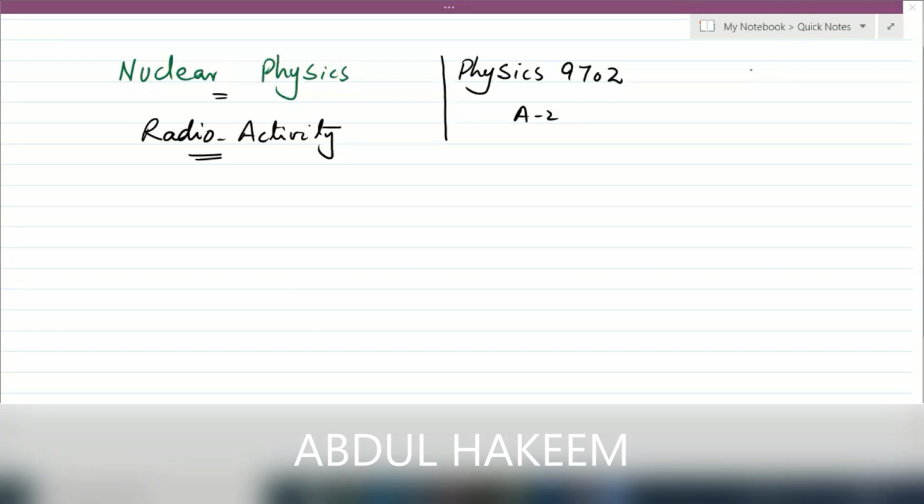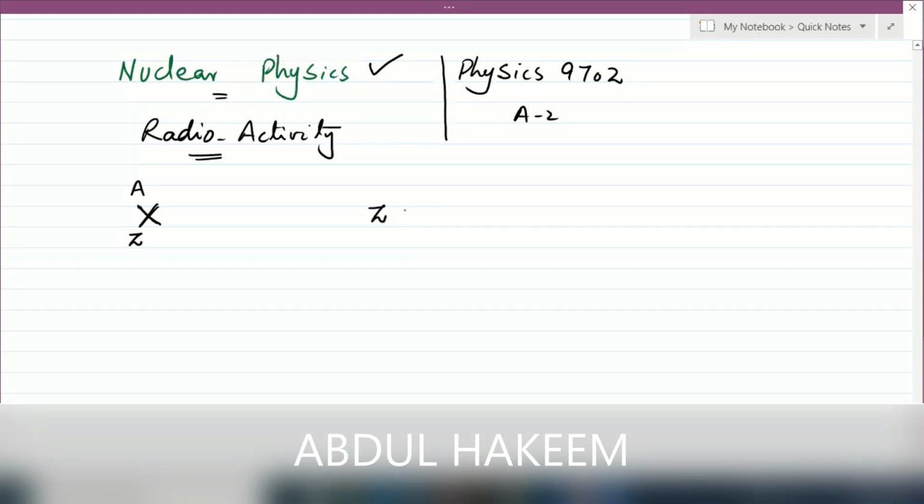Okay, Chiwi. So we start with this chapter, nuclear physics, and the topic is radioactivity. This is a P4 topic. Now, if we have any atom, its proton number is represented by Z and the mass number is represented by A.